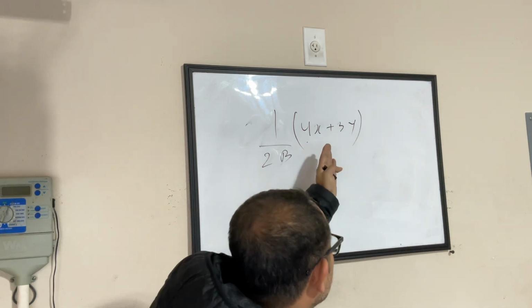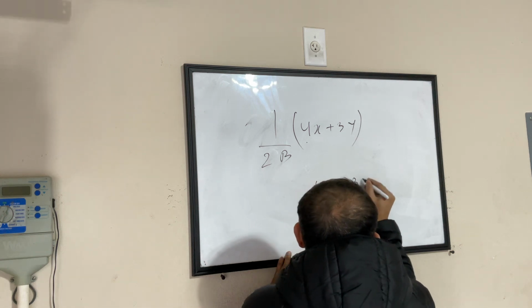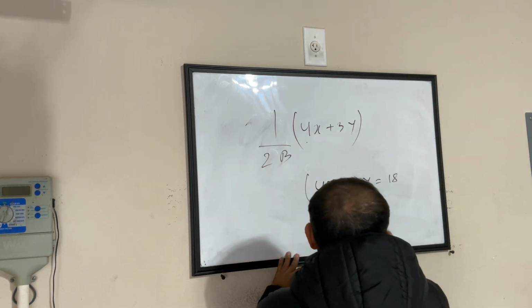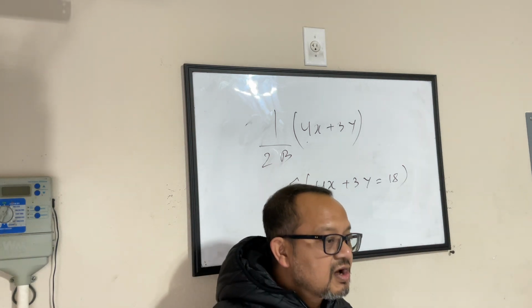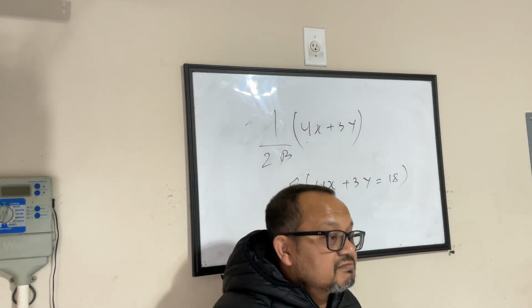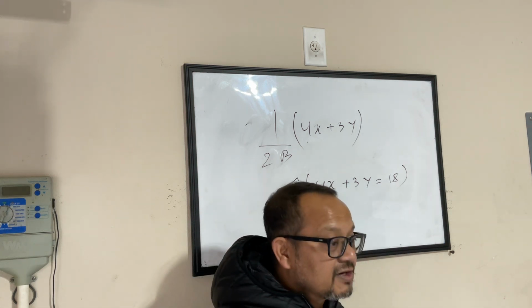So be it an expression or be it an equation, same way if I have 4x plus 3y equal to 18, if I multiply this by 5, this is still the same equation. Or for lack of a better way of expressing it, we can say this is equivalent equation.